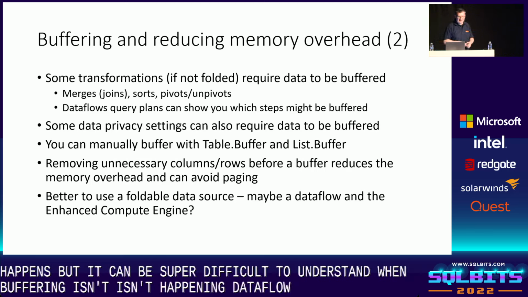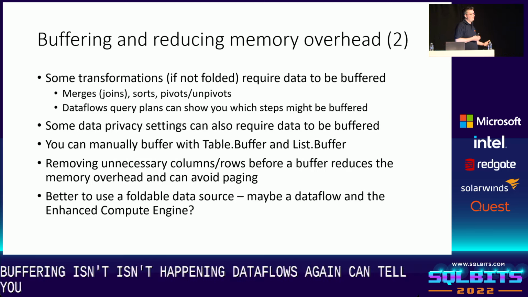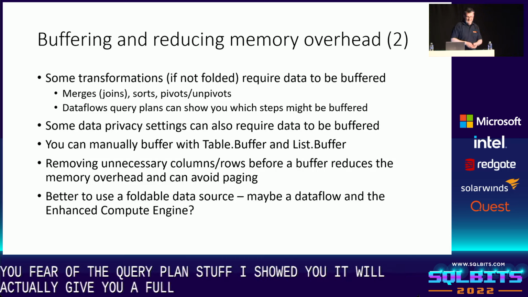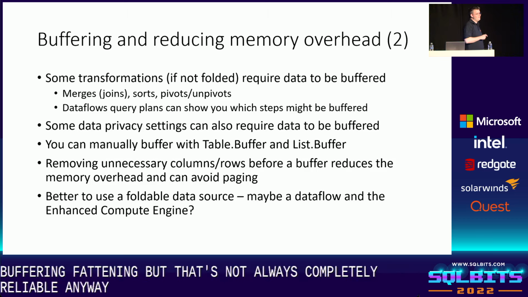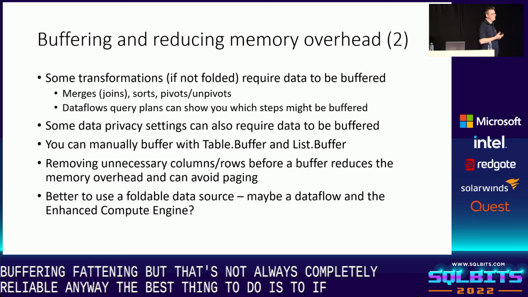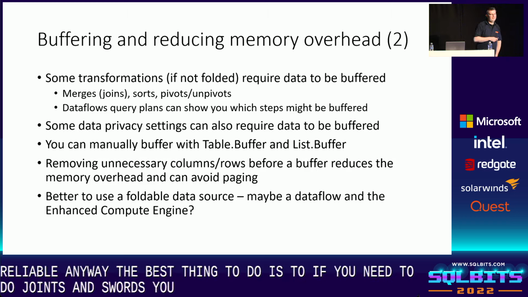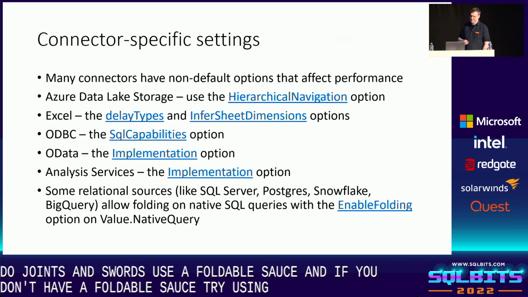Dataflows, again, can tell you. If you remember the query plan stuff I showed you, it will actually give you a full scan type of indicator if buffering's happening. But that's not always completely reliable anyway. The best thing to do is, if you need to do joins and sorts, use a foldable source. And if you don't have a foldable source, try and use the enhanced compute engine in a dataflow.